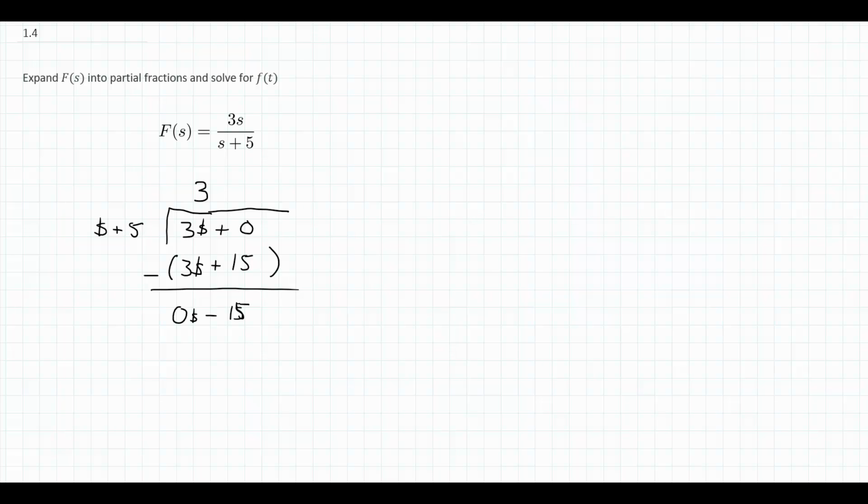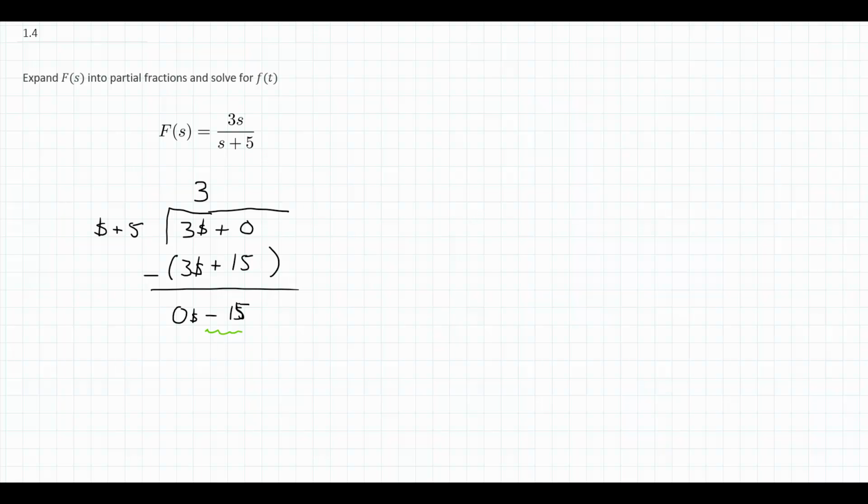Now normally we would continue this, and that's going to happen when the numerator is of a higher degree than the denominator. We're going to be able to do another division. But here we have to be done, because what do we have left? We have this negative 15 left, but on the outside our leading term has an s in it. So we have to stop once the stuff under the division is of a lower order than what we are dividing by. So we have a negative 15, we have to stop.